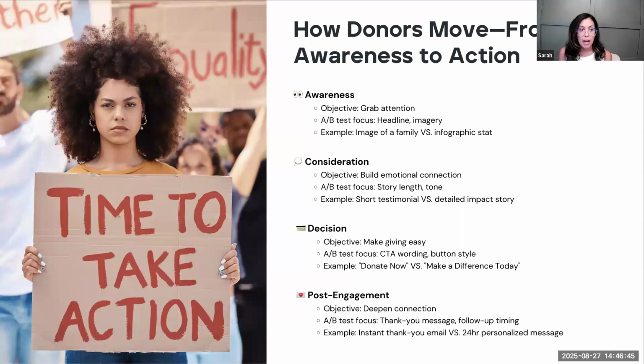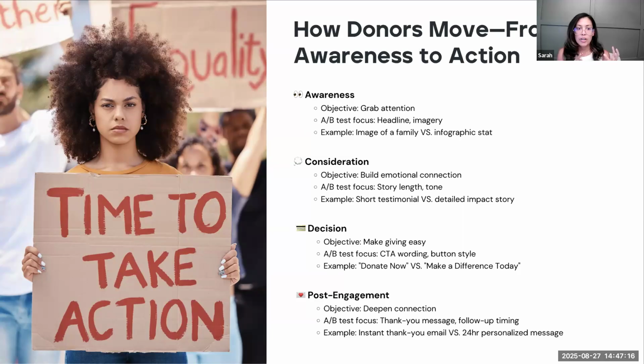And then after that awareness stage, they're in the consideration stage, right? So now they're reading more, they're learning more about your impact, and they're deciding whether this matters to them. So an A/B test idea could be using different intro paragraphs or storytelling formats in your general campaign. One, like we talked about, might lean into that personal story, and another might choose stats or infographics to really tell that story.